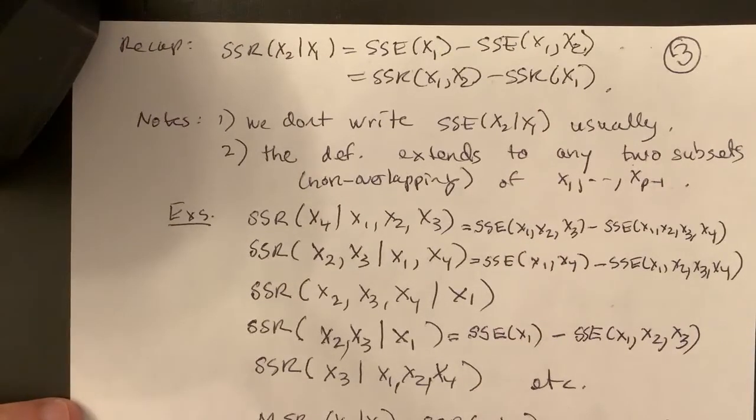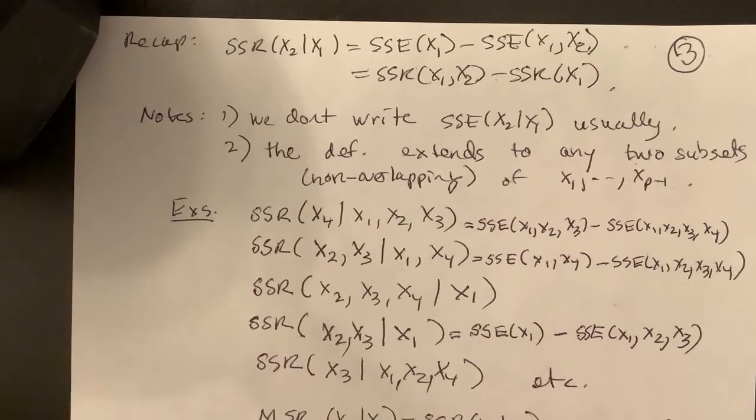Okay, well, just to recap what we did, we have SSR x2 given x1 is SSE x1 minus SSE x1 x2, or we could write it SSR x1 x2 minus SSR x1. Either way is fine. We don't write SSE x2 given x1 usually.